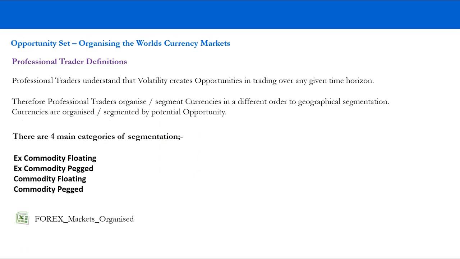Now, as professional traders, we've briefly skimmed over this, what really matters to us is volatility. So when we define currencies, we don't really care that a country is in the G10 or not. Why would we care? As traders, what we're seeking out is volatility.